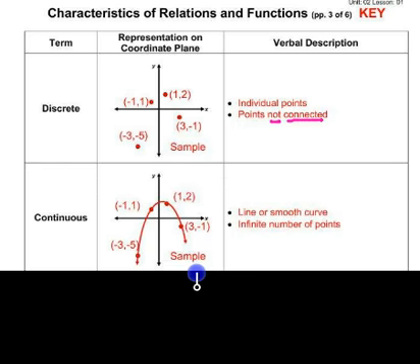Now continuous, it'll be a line or smooth curve, and it has an infinite number of points. In other words, they will be connected. It continues. Those you will connect. These up here for the discrete will be more like points listed, like we have up here. But for the continuous, those will be shown usually by an equation of some sort.